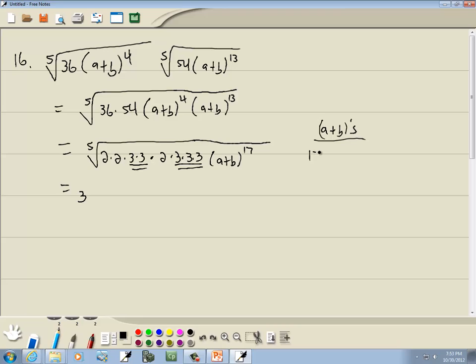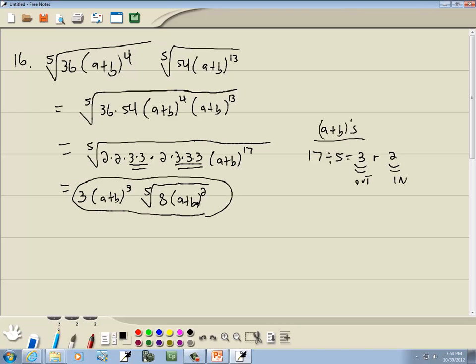Again, we take our power, which is 17, divide by our index, which is 5. And that gives us 3 with a remainder of 2. This is how many we have come out, and this is how many we have stay in. So we're going to have a plus b to the third power. And inside, we said we had the 2s remaining. 2 times 2 times 2 is 8. And we have 2 a plus b's. So we got a plus b to the second power. And that's our answer.